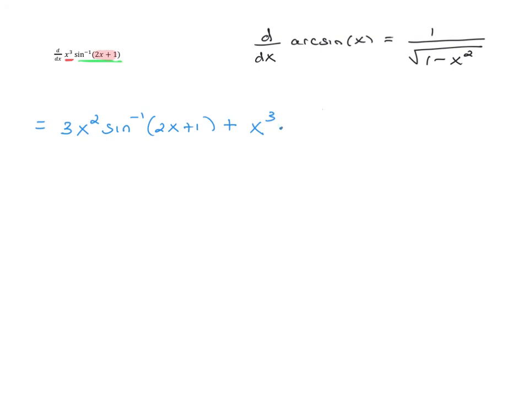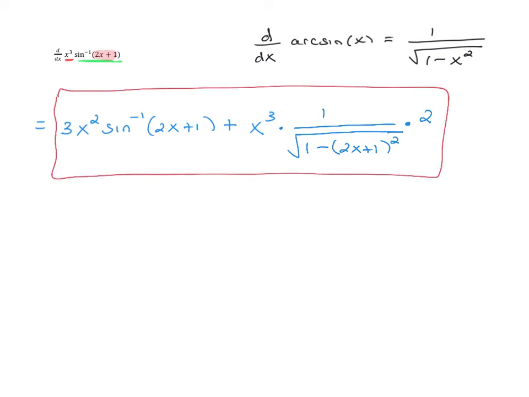But to start with, you get 1 over the square root of 1 minus, okay, and this is where you get something squared, and it's that whole thing of 2x plus 1. But also, by the chain rule, you have to multiply by the derivative of 2x plus 1, which is 2. So unsimplified, this is the derivative.